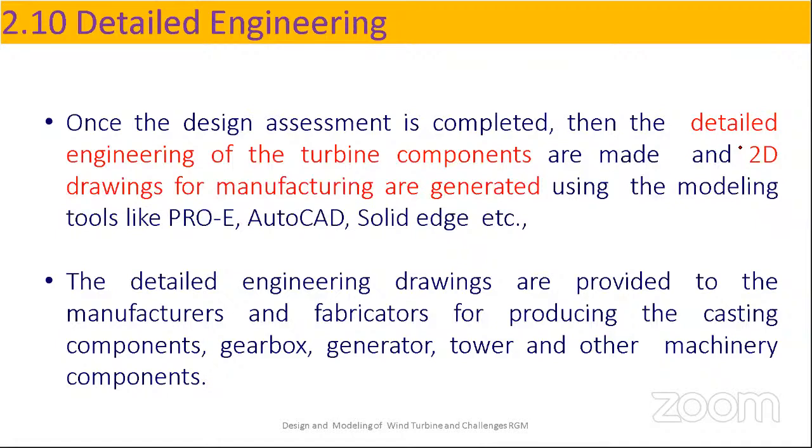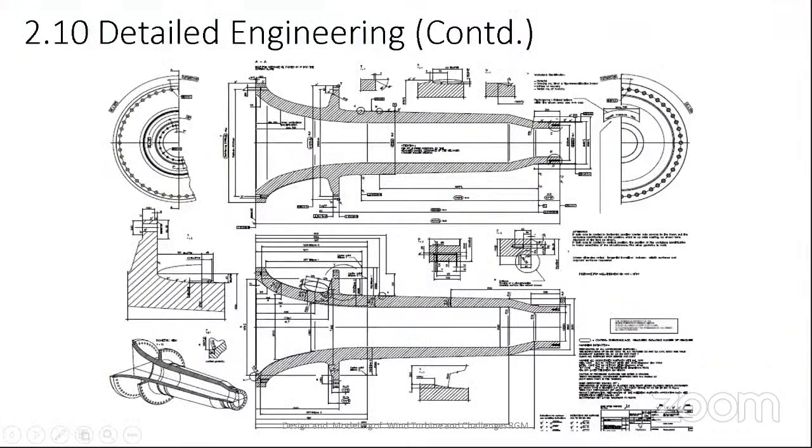Now make the detailed engineering drawing, all the turbine components. Once you have vetted the design document, then go to the detailed engineering of the turbine component. And 2D drawings, you might have seen in drawing classes you will make 2D drawings, right? And you generate those, and then you go for 3D. Okay, this is the detailed engineering.